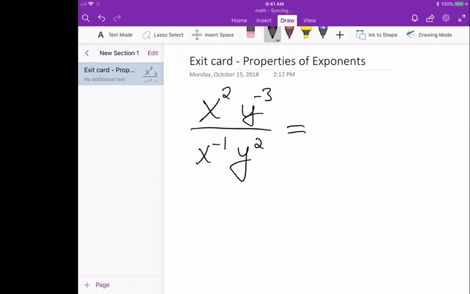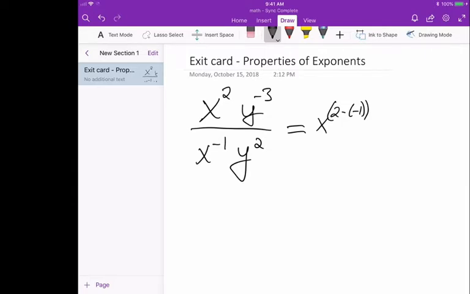This is the exit card problem I gave at the end of the last class. I'm going to run through a couple different ways you could solve this problem. The first is I'm just going to use the properties that deal with what to do when we're dividing and we have the same base. So that tells us that since I have x squared divided by x to the negative first, I can subtract my exponents. So I'm going to get x, and then it's to the second minus a negative 1.